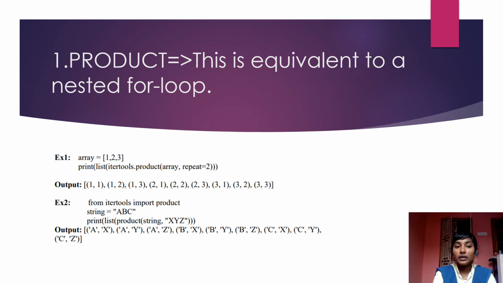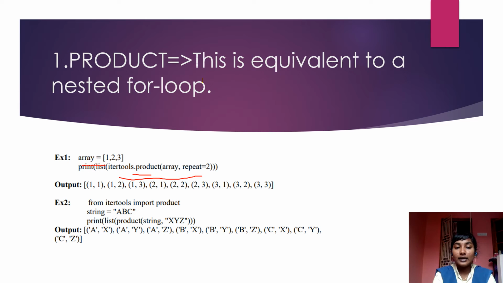Starting with the first one in combinatoric itertools, that is product. This is equivalent to the nested for loop. That means the things which we'll see in the for loop will be the same in here. Now we'll consider two programs and know briefly about it. Here in this product, we'll consider an array of 1, 2, 3, and then we'll print list of itertools.product of array, repeat 2. This is the syntax.